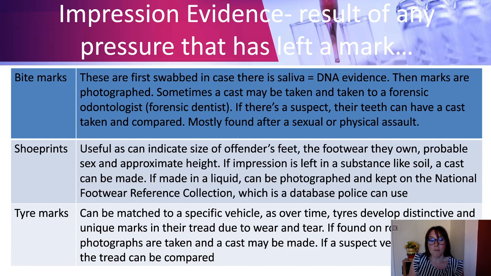Shoe prints. These are useful as they can indicate size of offender's feet, the footwear, probable sex, and approximate height. Because obviously, women's feet are normally between about 4 and 7. Men's feet are obviously going to be bigger, so you can tell by the size of the footprint roughly what their sex is, but you can also tell their approximate height. So you can often, by the indentation, how much indentation could show how much they weigh, their height, because often the size of your foot is linked to how tall you are.